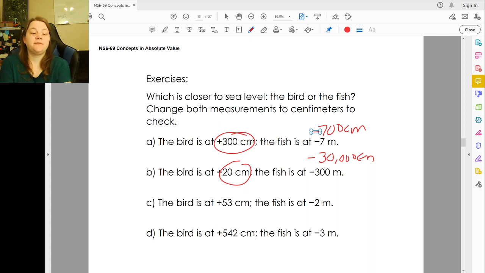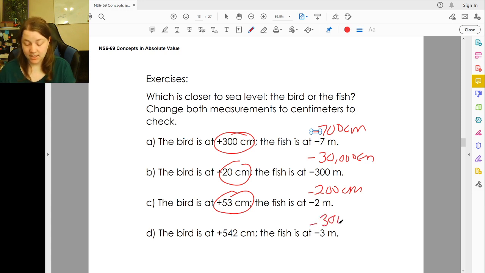If the bird is at 53 centimeters and the fish is at negative 200 centimeters, we know that the bird is still closer. And then when we look at the last one, the bird is at 542 centimeters. The fish is at negative 300 centimeters, which means the fish wins one. Yay!